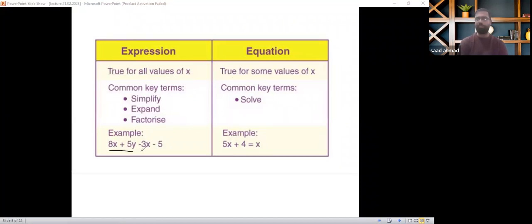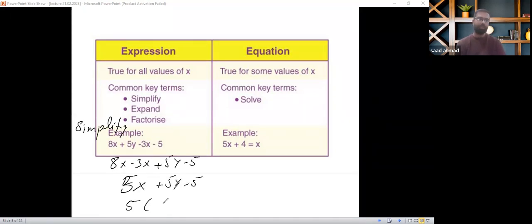Let's say 8x plus 5y minus 3x minus 5. It can be simplify for this one. Simplify means we have to combine the like terms. So 8x minus 3x, we rewrite it and then just subtract. So it's 5x plus 5y minus 5. And then we can take the 5 common, so 5 times x plus y minus 1. So it's simplified, a little bit factorized. These are the things that we use for expressions.